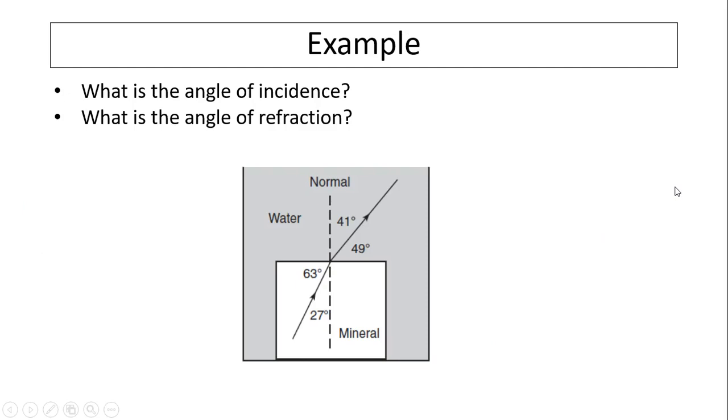Next example: what is the angle of incidence and what is the angle of refraction in this diagram? The angle of incidence is 27 degrees. Remember, everything is measured from the normal. So here's 27, that's the incident ray. And the angle of refraction is 41 degrees. Again, it's the angle with the normal.